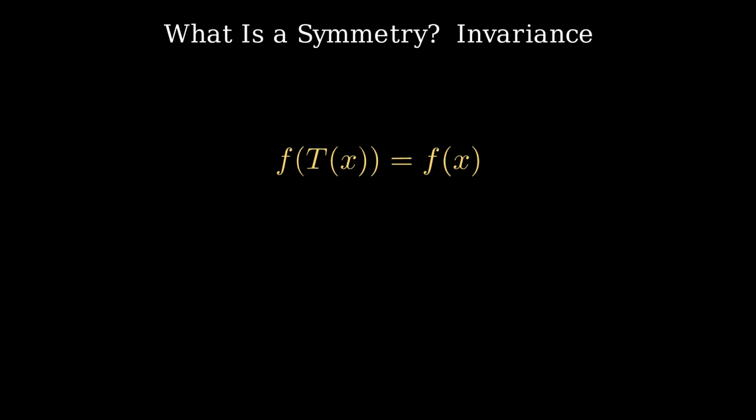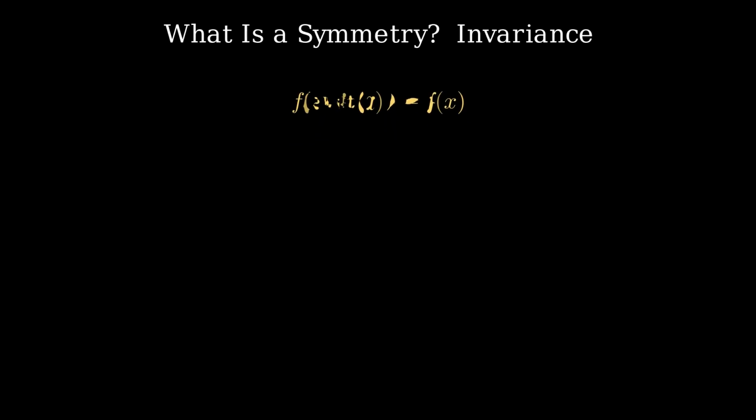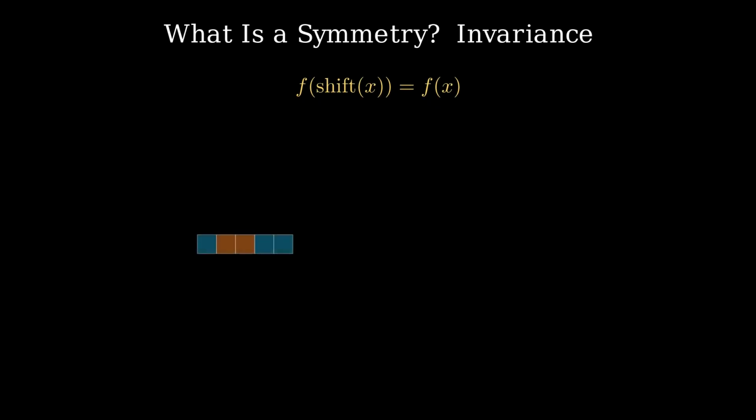The simplest and most familiar example is image classification. If you shift a photograph of a cat a few pixels to the left, it is still a photograph of a cat. A good classifier must be shift invariant. Applying the shift transformation t cannot change the predicted label. This is why convolutional neural networks use weight sharing across spatial locations, which encodes shift invariance directly into the architecture. The same filter detects a feature wherever it appears in the image.